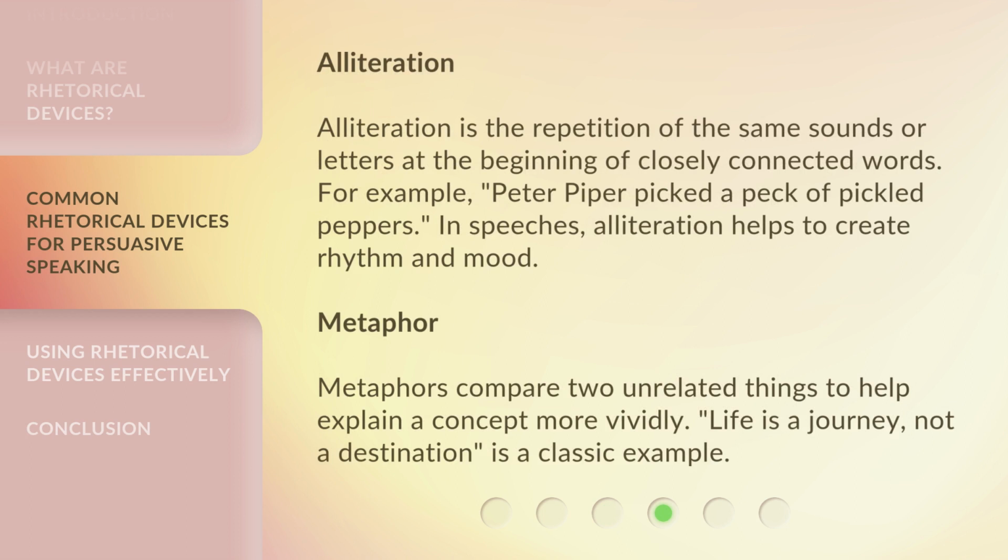Alliteration. Alliteration is the repetition of the same sounds or letters at the beginning of closely connected words. For example, Peter Piper picked a peck of pickled peppers. In speeches, alliteration helps to create rhythm and mood.